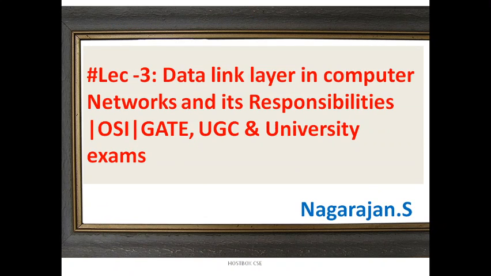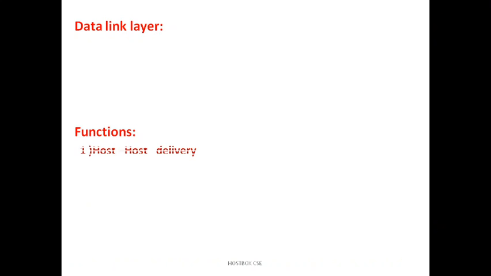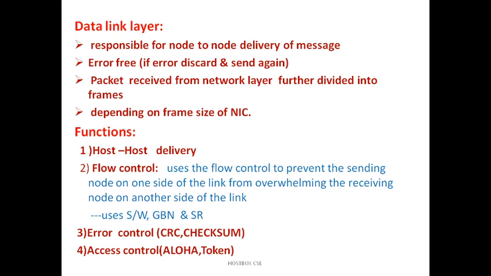You know the OSI model's data link layer is the second one, responsible for node-to-node delivery of messages. The first point is the node. Again repeating: in a network you remember the sender and receiver, the node, which we can also call a host, computer, or machine. It is also error free. If an error is present when transferring the message, it is discarded and sent again from the sender to the receiver. Then the packet received from the network layer is further divided into frames, depending on the frame size of the network interface card (NIC).